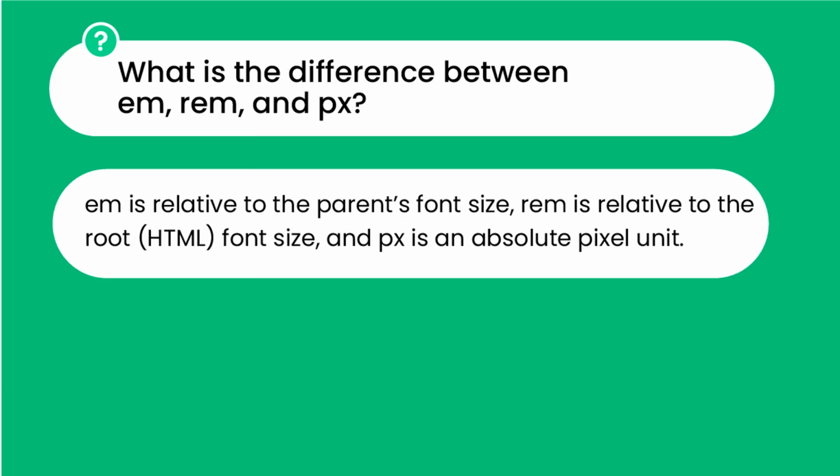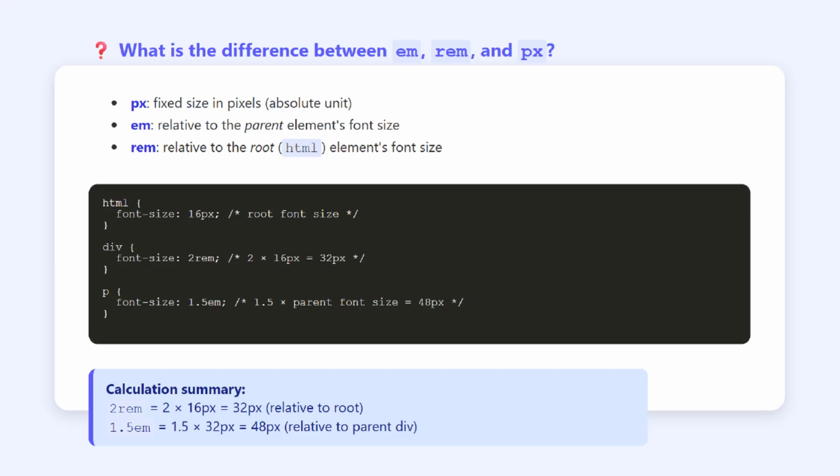What's the difference between EM, REM and PX? PX is simple, it's an exact pixel size, no surprises there. Then inside that, 1.5 EM means 1.5 times the parent's, that is 32 px, which gives us 48 pixels. So basically, rem is relative to root, em is relative to parent, and px is fixed and predictable.